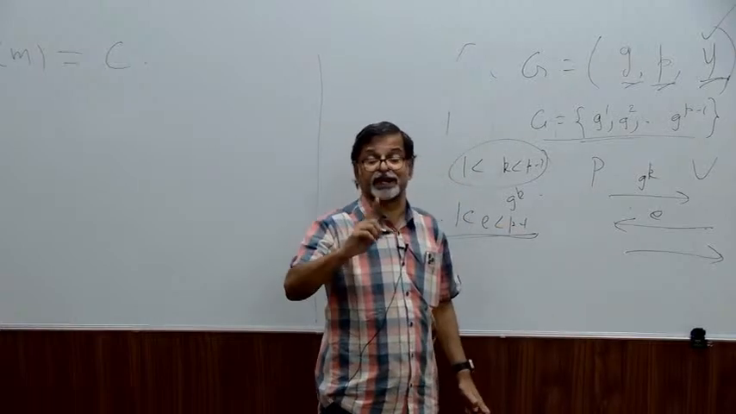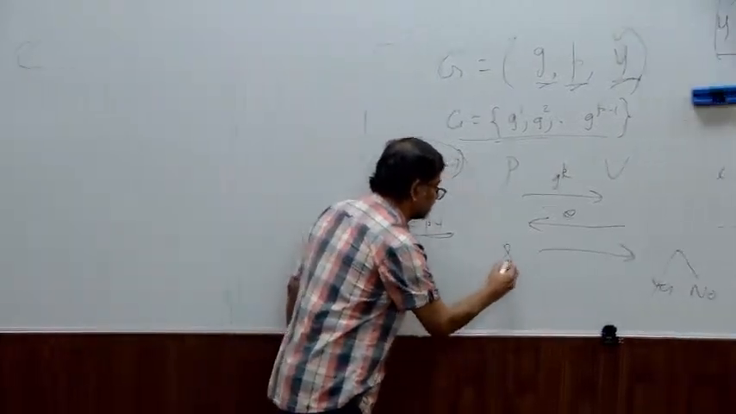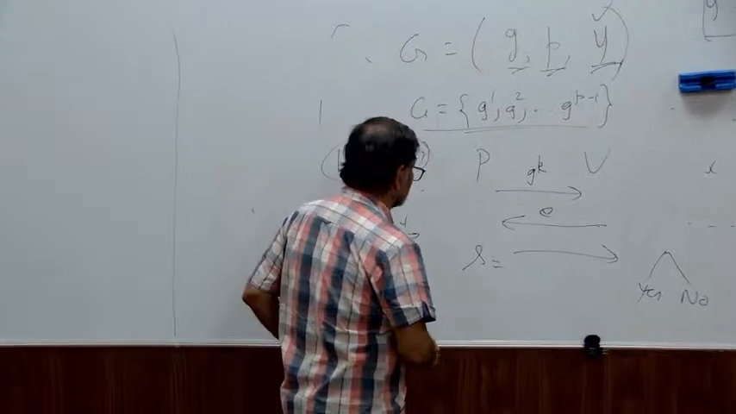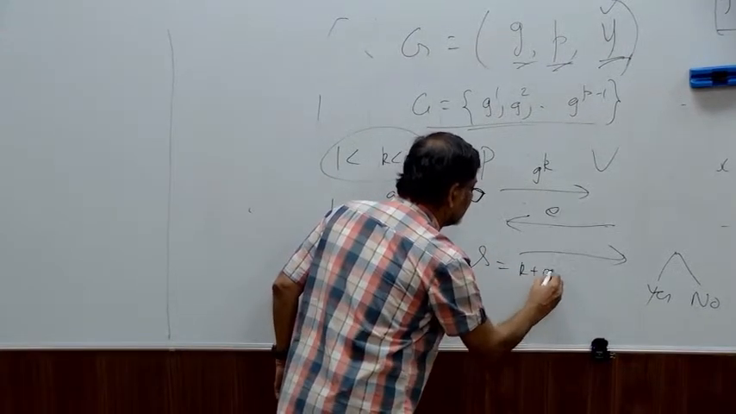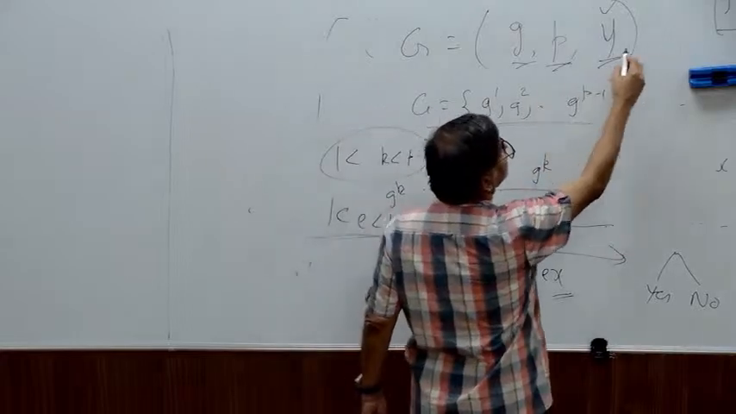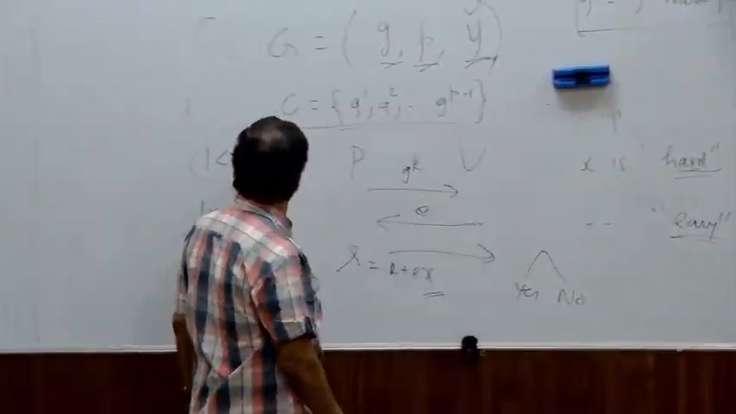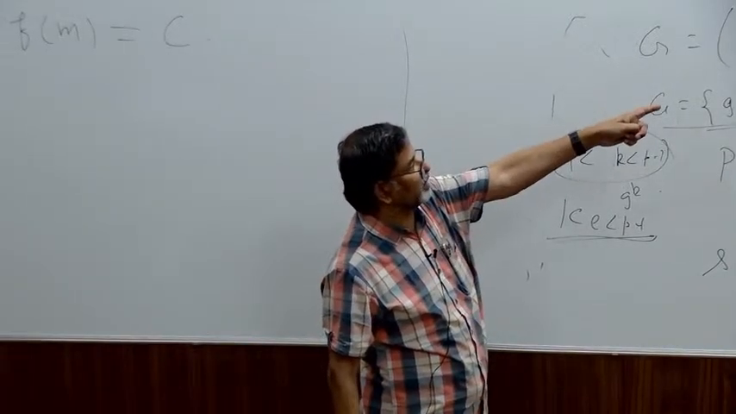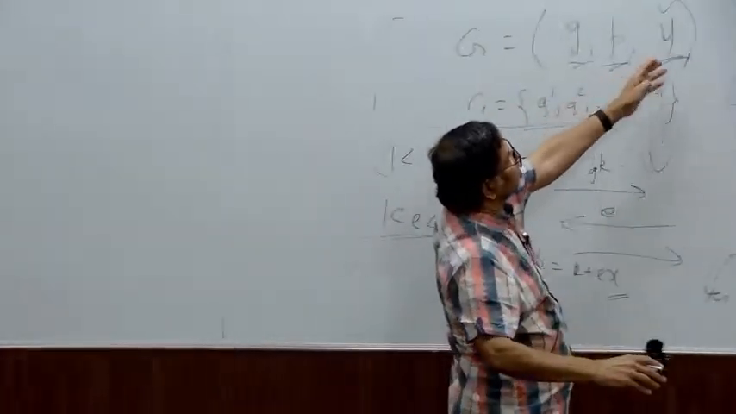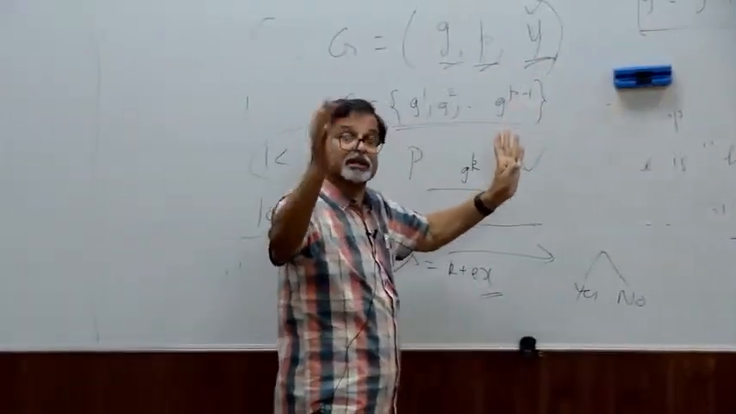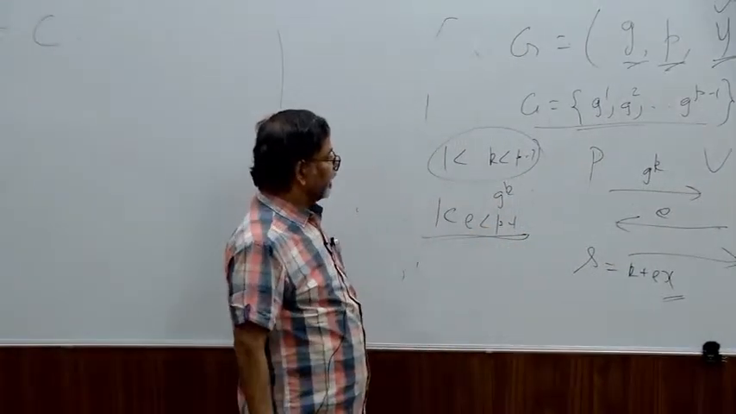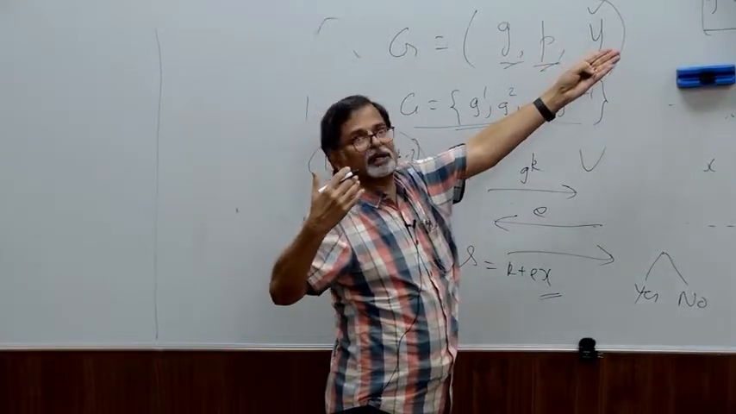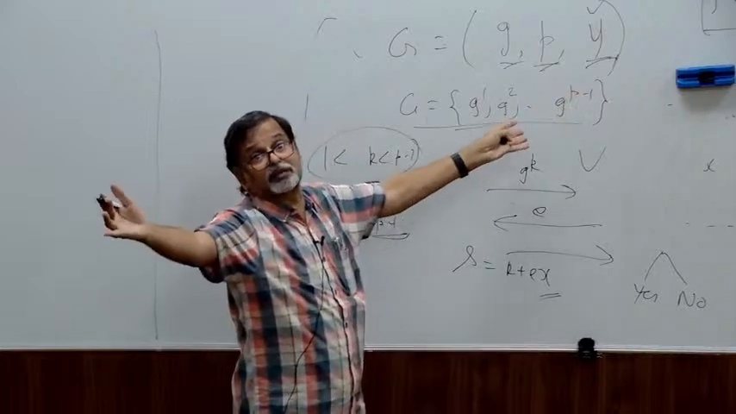Now, P is going to generate a response. What is that response? The response is s, and s is equal to k plus e x. What is x? x is a secret key. P is the person who has x as a secret key and y as a public key. The relation between x and y is known. y is g power x. x is not known, but y equals g power x is known to the world. And the person is claiming that I know x, and here is the corresponding y, and I am the only person in the world who knows.